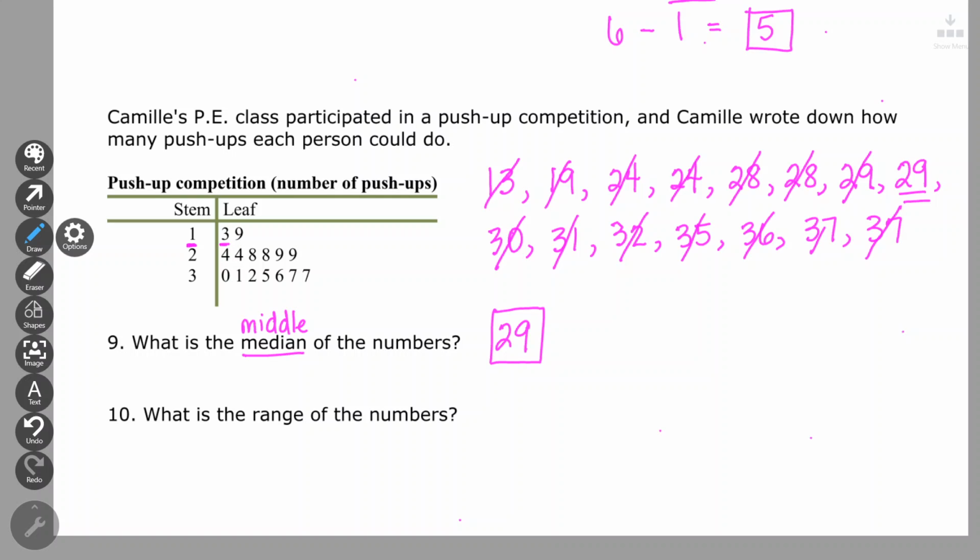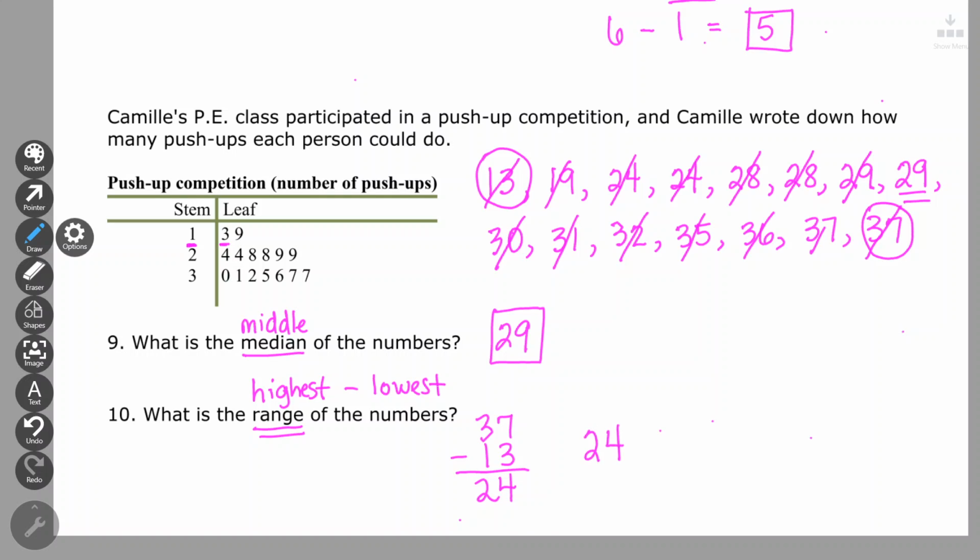Now, what is the range of the numbers? The range. Remember, with the range, we want to take the highest and subtract the lowest. The good thing about the stem and leaf plot, we know that 37 is the highest and we know that 13 is the lowest. So, 37 minus 13, so let's subtract. 7 minus 3 is 4. 3 minus 1 is 2. So, we know that the range is 24.